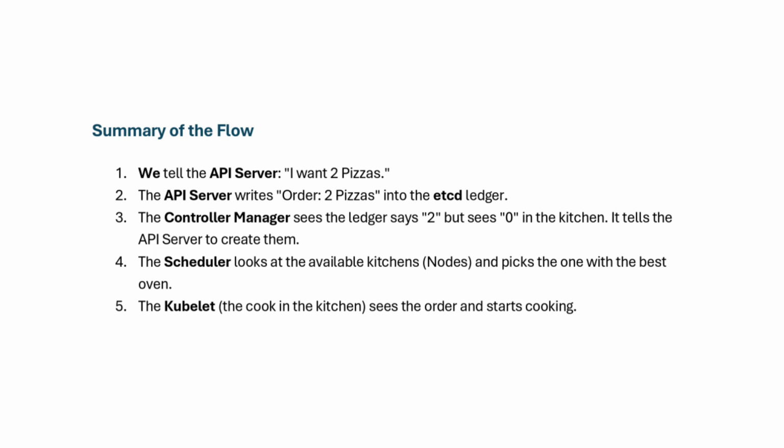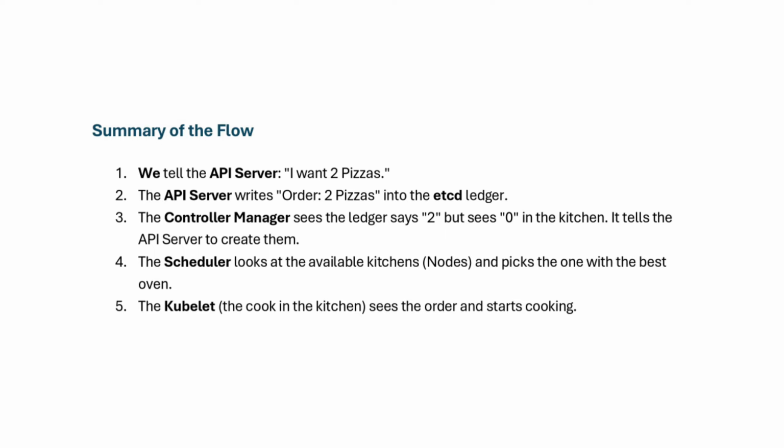So the summary of the flow would be: we tell the API server, I want 2 pizzas. The API server writes the order of 2 pizzas into the etcd ledger, so it keeps the data of it. The controller manager sees the ledger, says 2 but sees 0 in the kitchen. It tells the API server to create them.